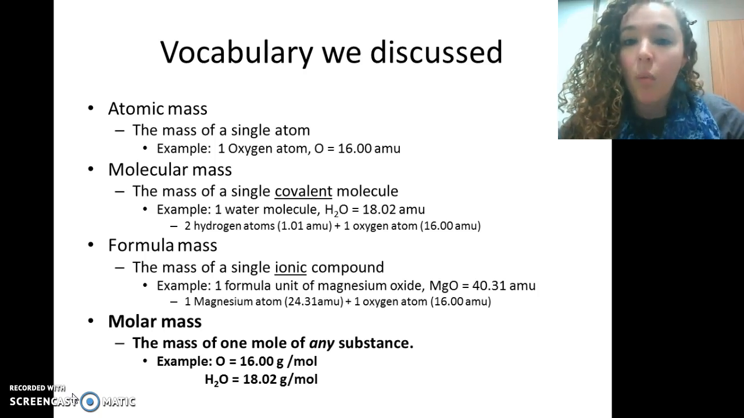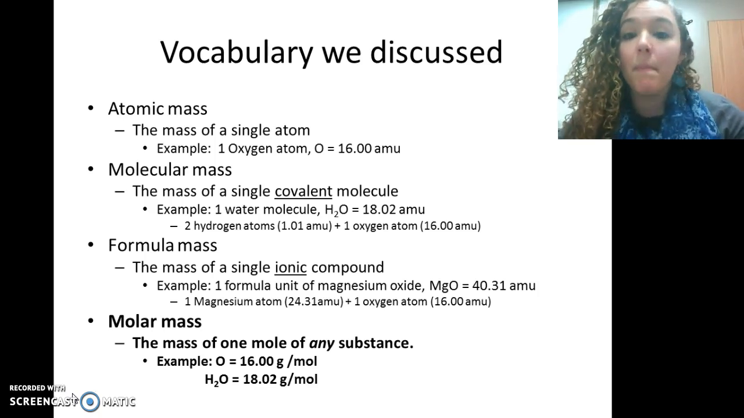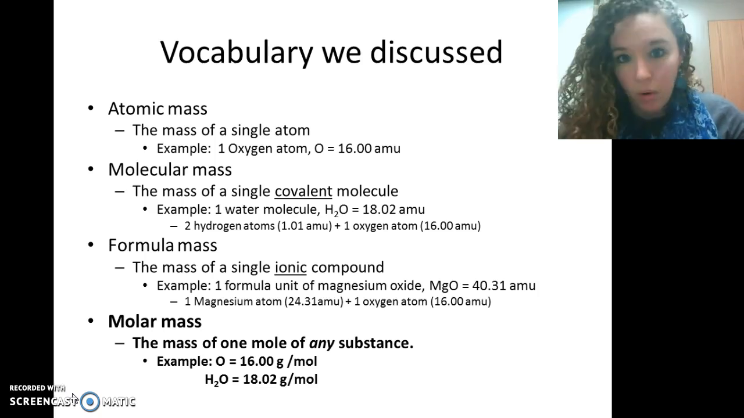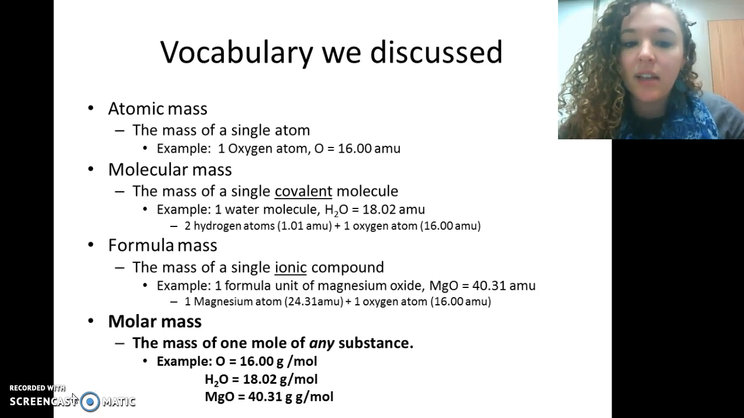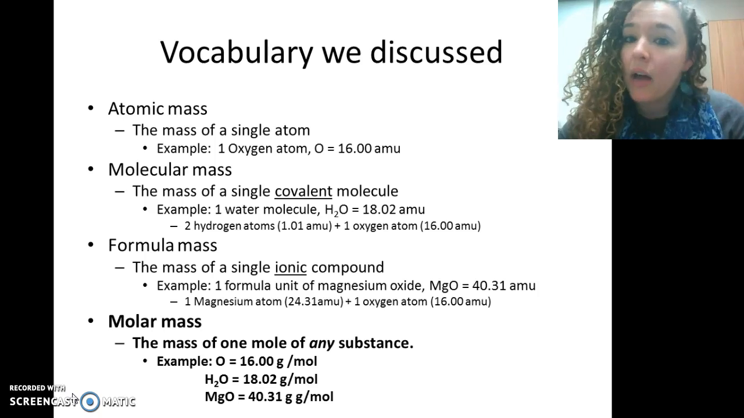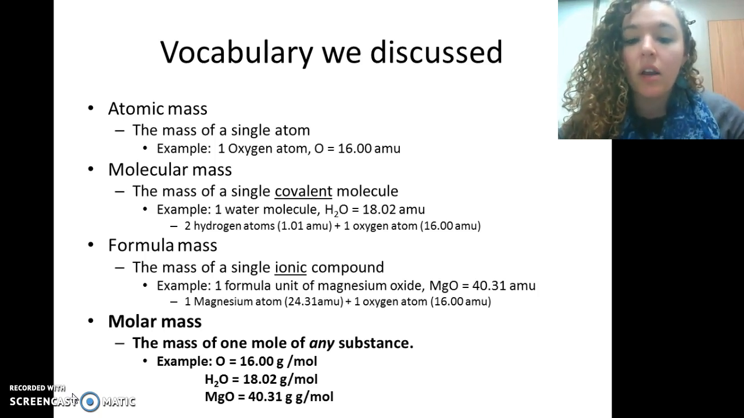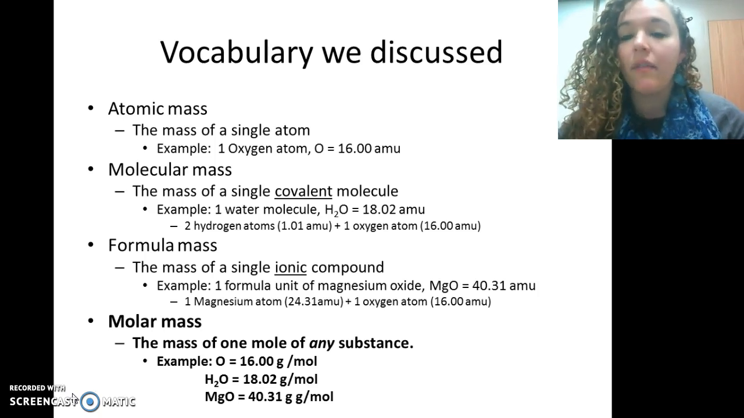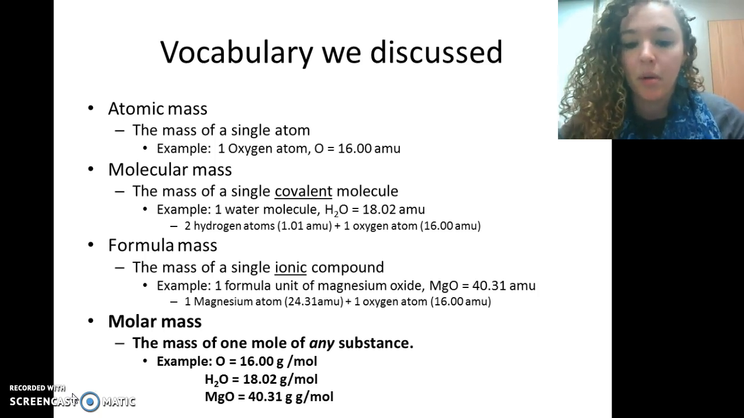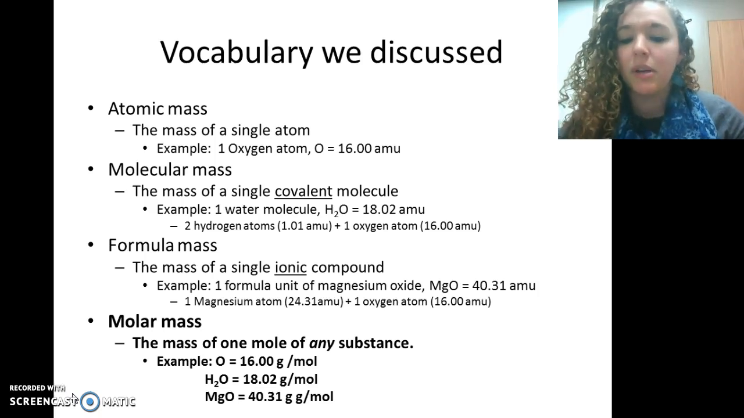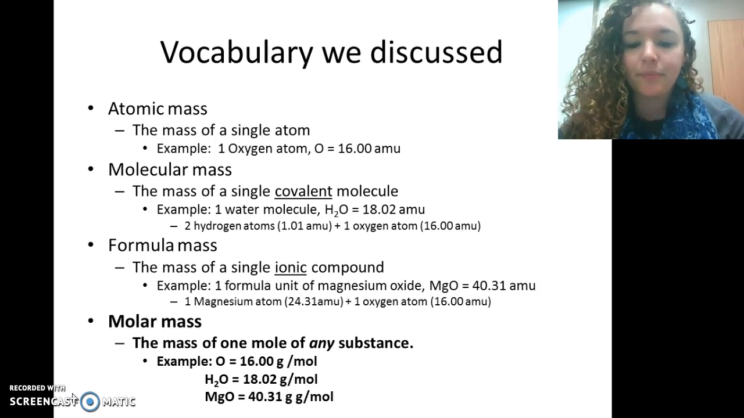And a mole of water molecules, if we were to talk about the single covalent molecule, we'd use molecular mass. If we're going to talk about a mole of water, I have 18.02 grams per mole. And then finally, instead of using a different word for formula mass when we talk about one single ionic compound, we're just going to call it molar mass. If I have 1 mole of magnesium oxide, I have 40.31 grams per mole. Sorry about the little typo there. It should just be grams per mole, not 2 G's.